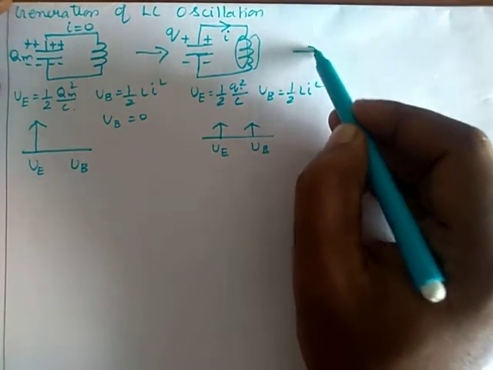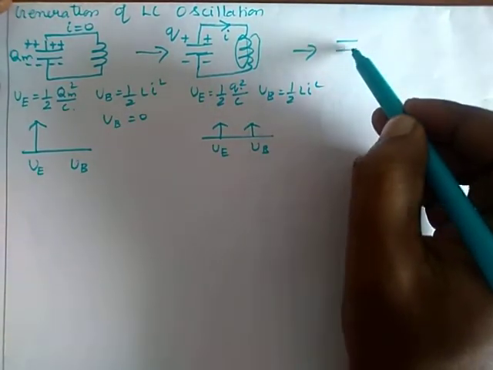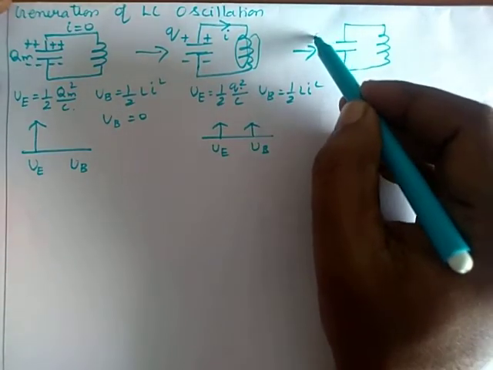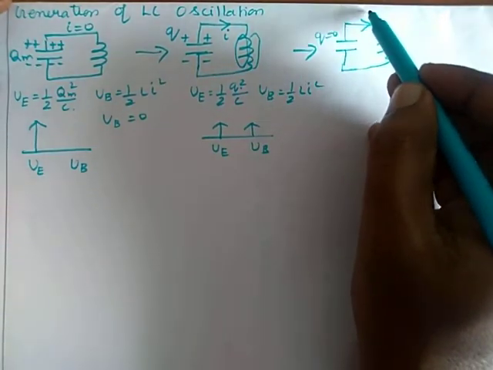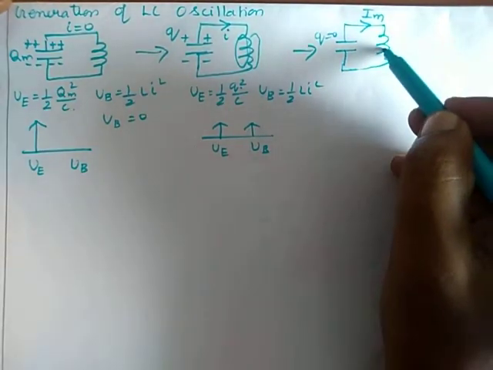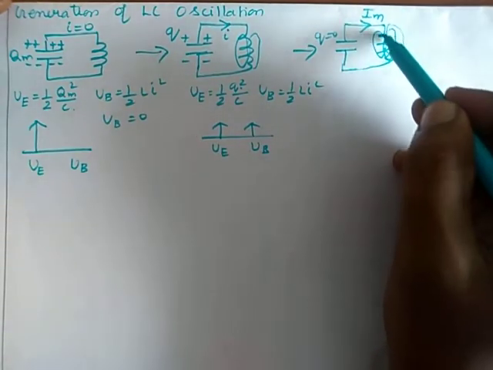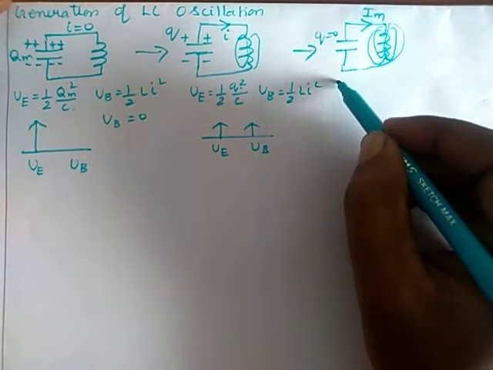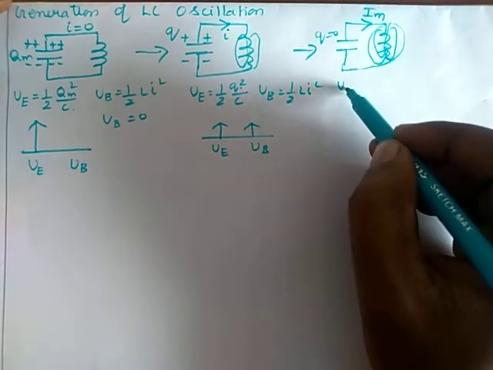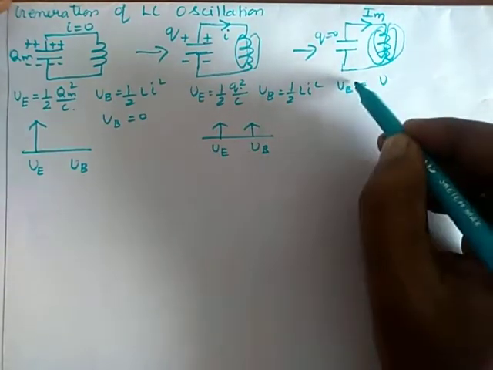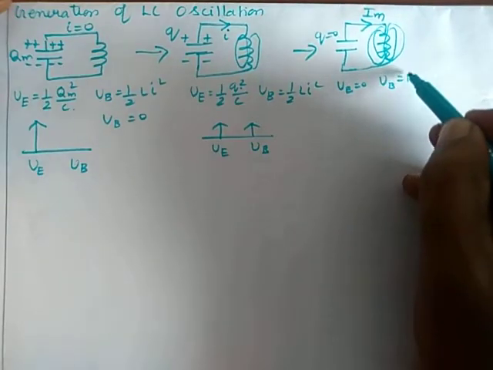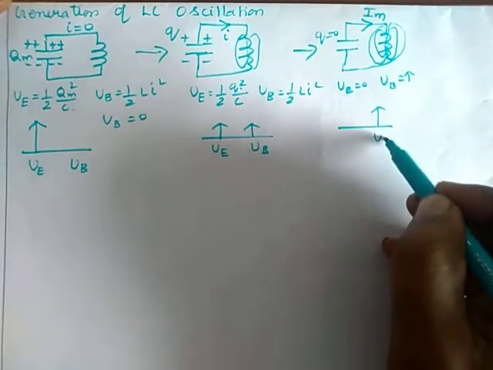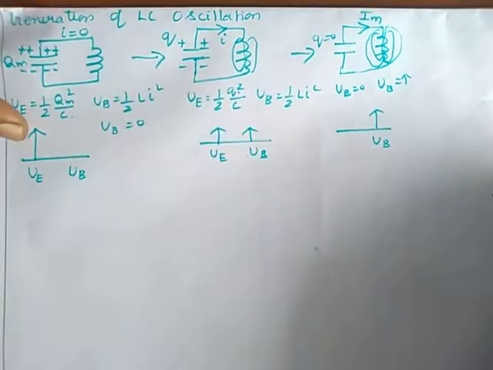At the next instant, the capacitor exhausts all its charge. In that case, the charge in the capacitor Q is equal to 0. It will flow maximum current in the circuit. Due to the maximum current, it produces maximum magnetic field. At that time, the energy stored in the capacitor UE becomes 0, and UB will be maximum. So the energy is stored as fully magnetic. The total energy is stored as fully magnetic.